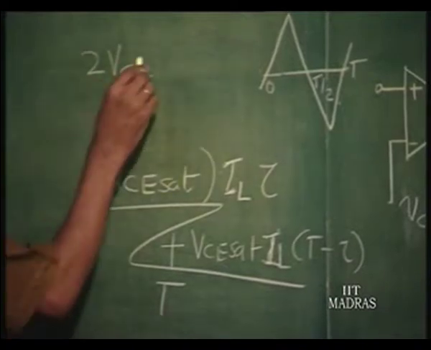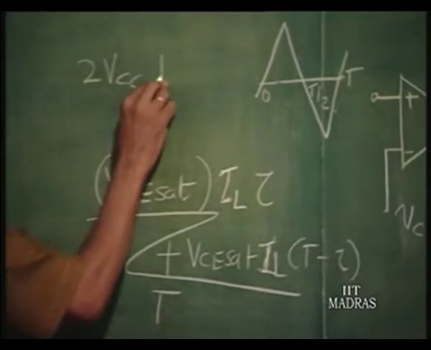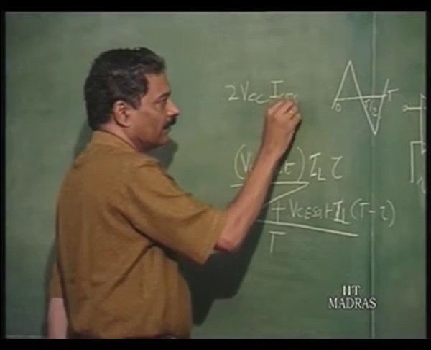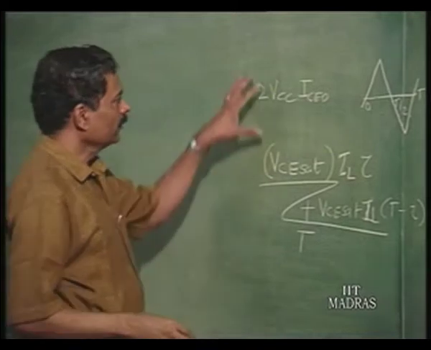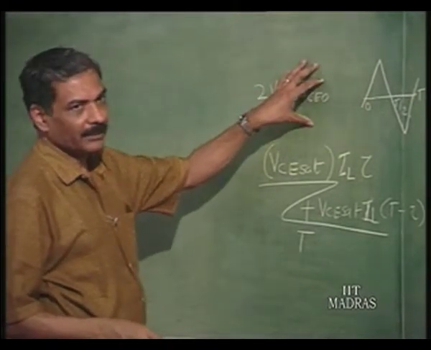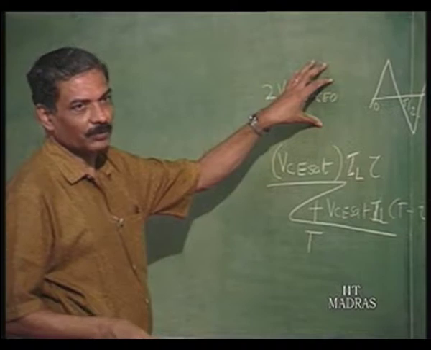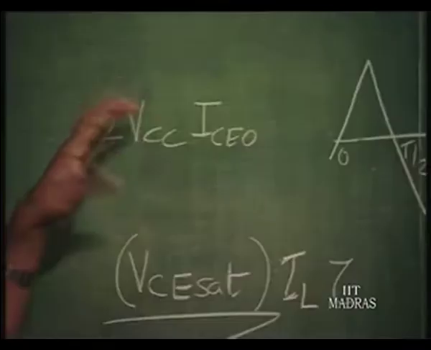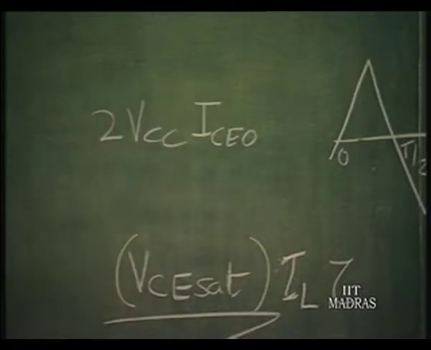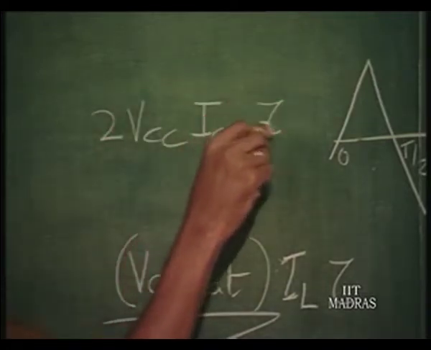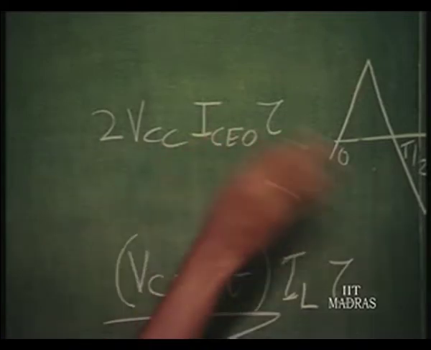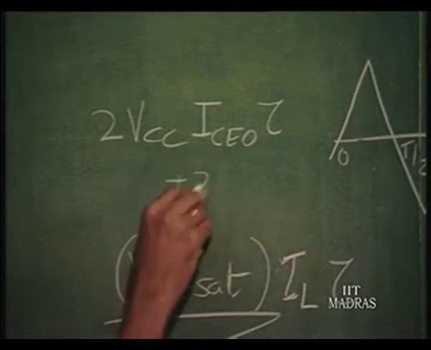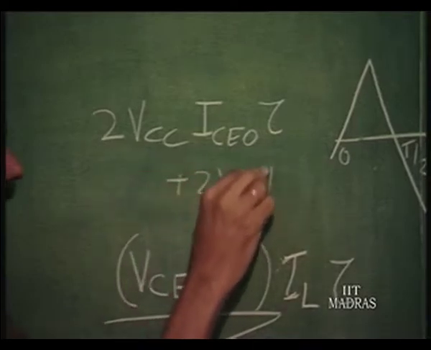So, twice VCC into the leakage current ICE naught. So, this is the power dissipated in the transistor that is supposed to be open. This leakage current, even if it is very small, the voltage may be pretty high. So, this may be becoming considerable. Again, this into tau for the transistor on one side, and similarly the other transistor is going to be also dissipating.